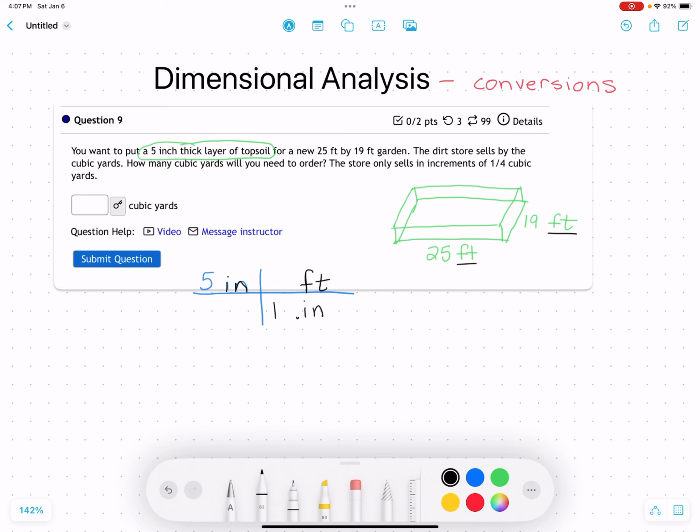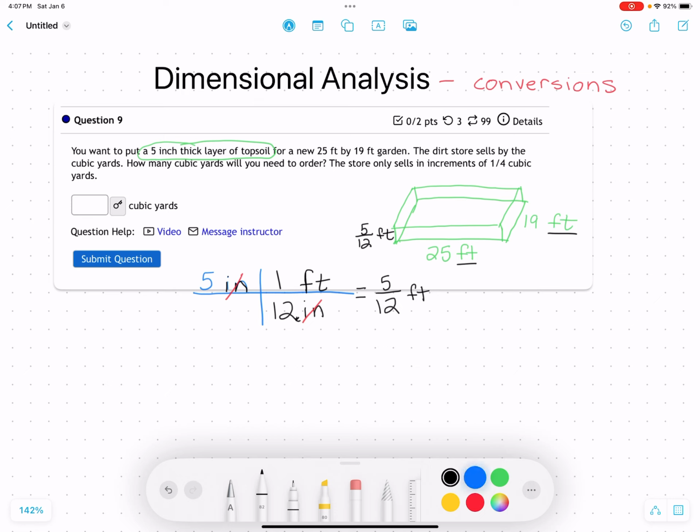So I know that 12 inches is 1 foot. So what I have here is 5/12. My inches cancel out, and I'm left with feet. So what I have is a particular box or prism that's 25 feet by 19 feet by 5/12 of a foot. Very ugly numbers, I'm not going to lie.